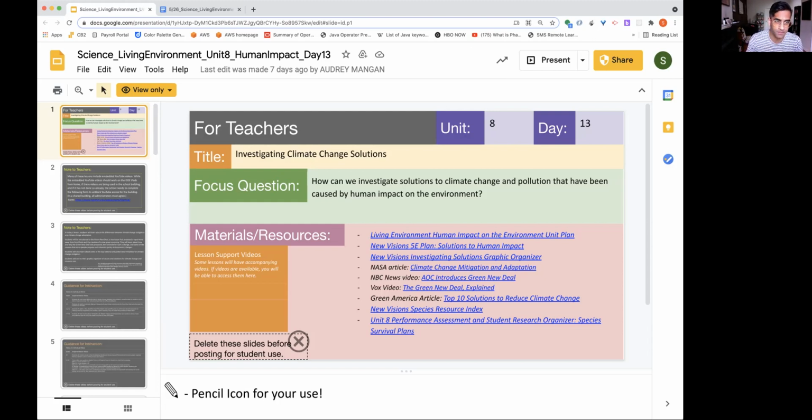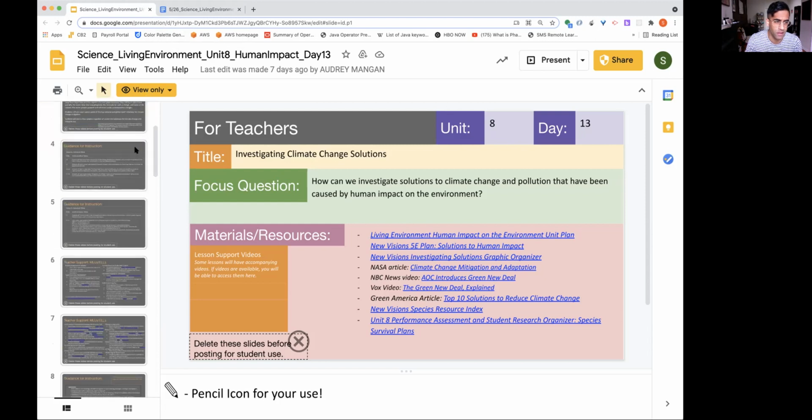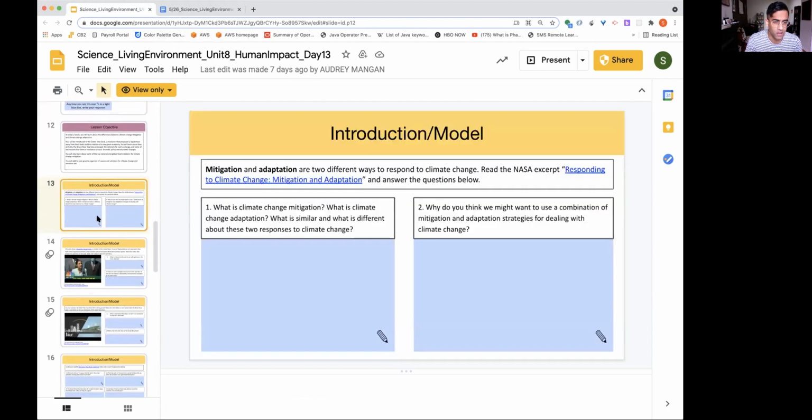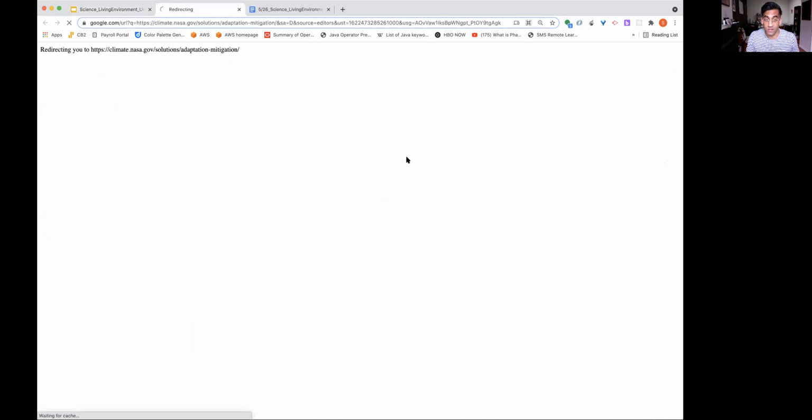Before we do that, I'm going to take you over to a resource that I made. This resource is related to one of the sources that you look at in this. So if we go down here, there's the question, what's climate change mitigation? What's climate change adaptation? What's similar, what's different about these two responses to climate change? And also, why do you think we want to use a combination of mitigation and adaptation strategies for dealing with climate change?